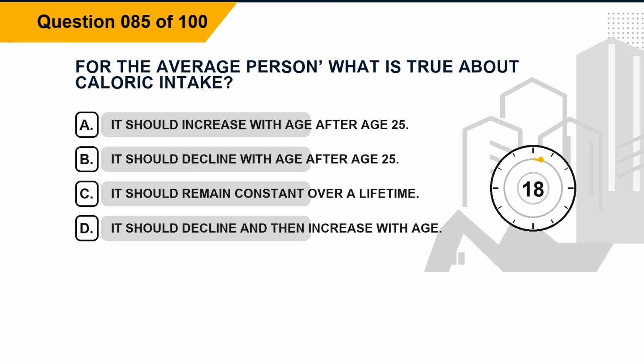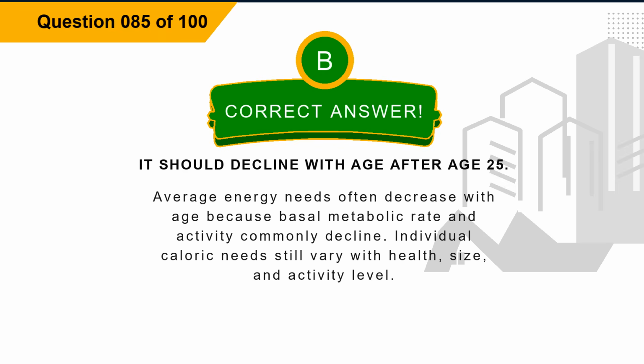Question 85. For the average person, what is true about caloric intake? Option A, it should increase with age after age 25. Option B, it should decline with age after age 25. Option C, it should remain constant over a lifetime. Option D, it should decline and then increase with age. The correct answer is option B. It should decline with age after age 25. Explanation. Average energy needs often decrease with age because basal metabolic rate and activity commonly decline. Individual caloric needs still vary with health, size, and activity level.